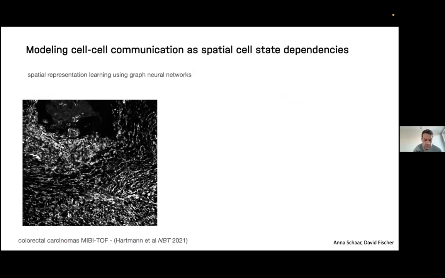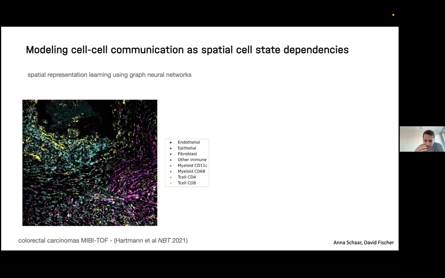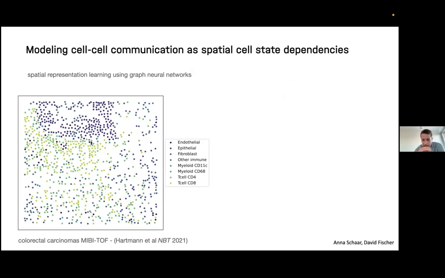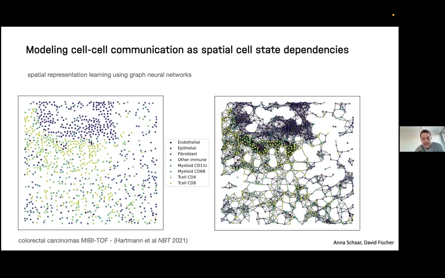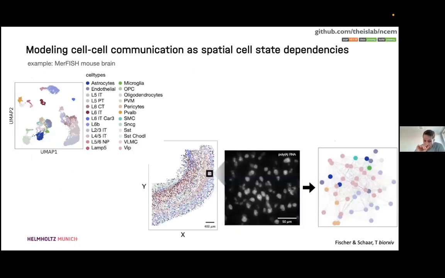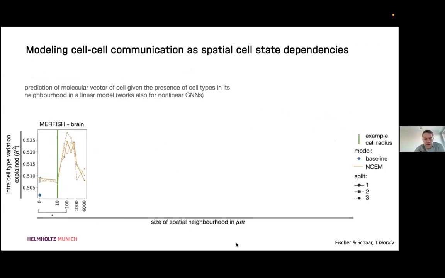We will be doing this on this type of image. So you will be learning spatial representation using these graph neural networks. Here we have a MERFISH data set from Hartmann et al., I think in colorectal carcinoma, where we first see labeled cell types. We then project them onto their spatial coordinates and build this local, in this case irregular, cell-cell graph where we can then ask for these communications. Similarly, here on a MERFISH data set for mouse brain, where you see all these nice layers, you can build this communication graph and ask where cells will be localized.